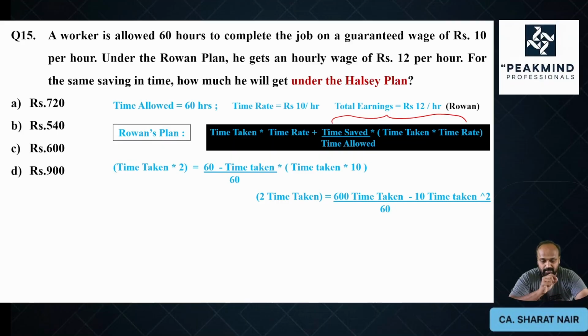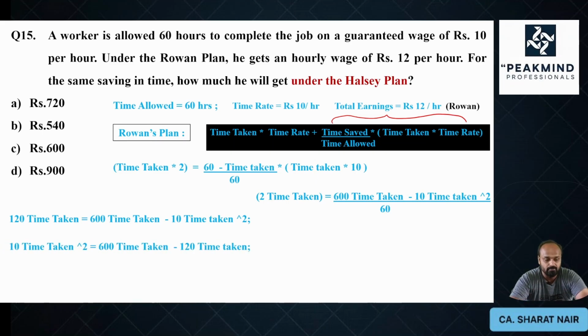Further simplifying it, it will become how much? 2 times time taken is equal to (60 minus time taken) into time taken into 10, divided by 60. Further simplifying, I will get 120 time taken is equal to 600 time taken minus 10 time taken squared. Further, 10 time taken squared is equal to 600 time taken minus 120 time taken.